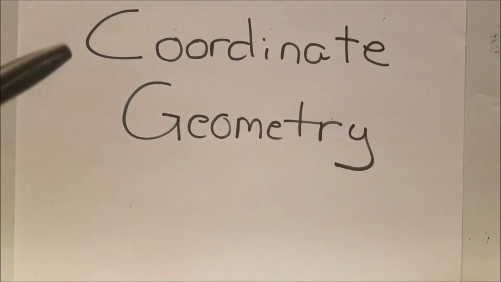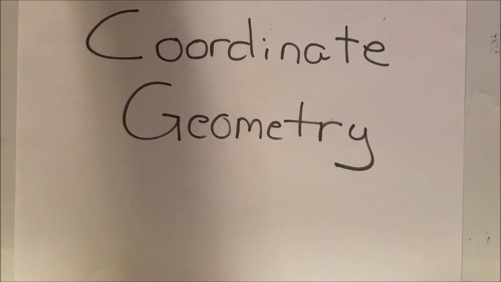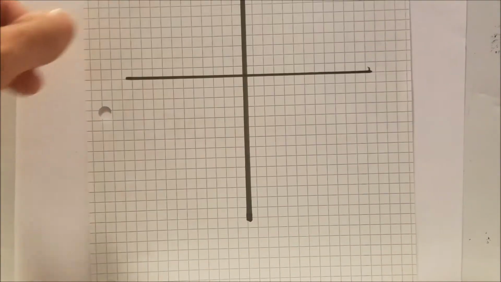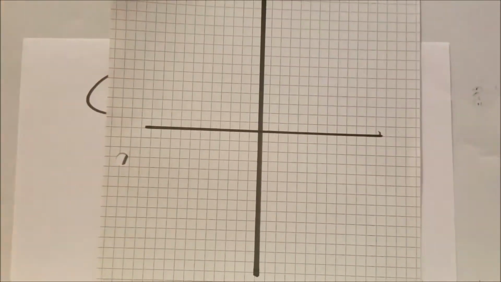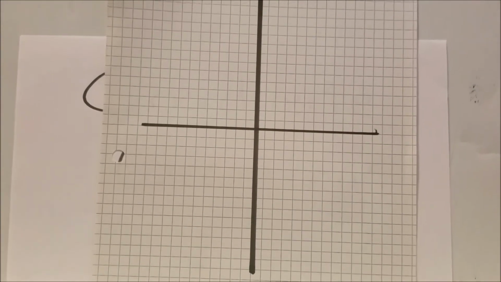Video on the coordinate plane and coordinate geometry. We're going to be talking about the coordinate grid, or the Cartesian grid, as it used to be called. It was created by a man named Rene Descartes. That's another extra credit question. So here it is, the grid.